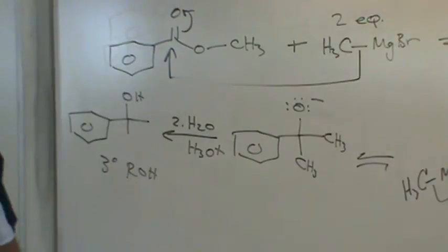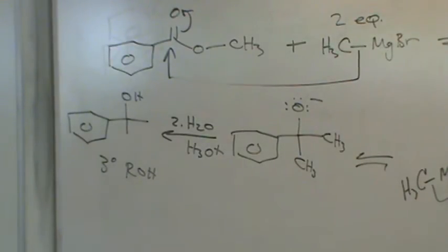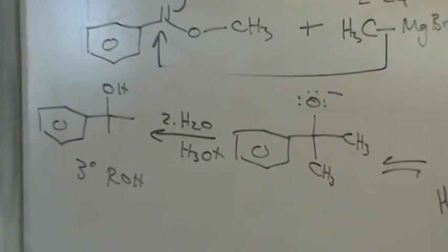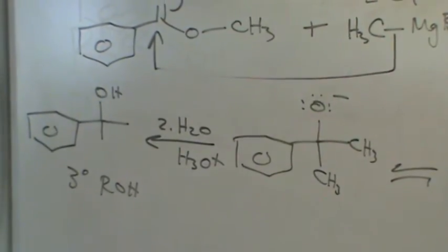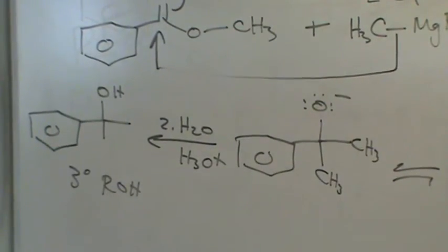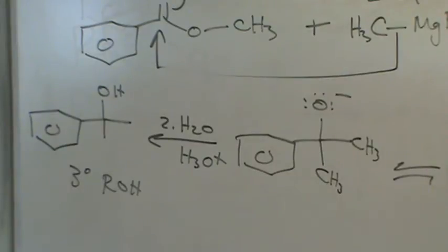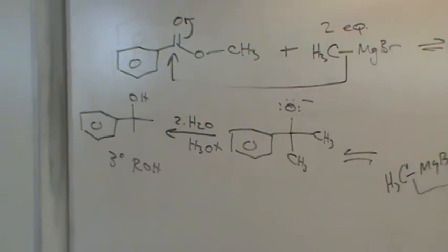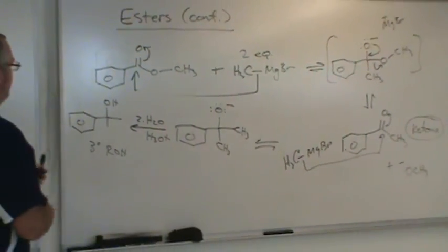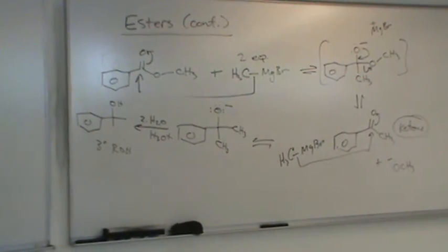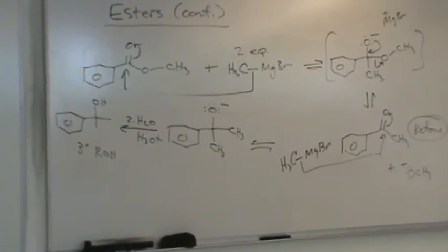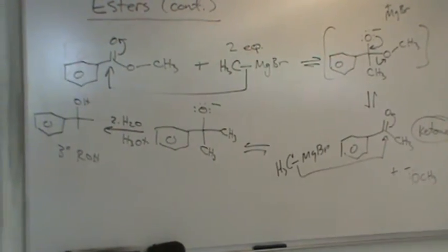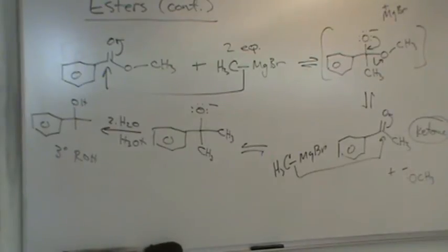And the final product is a tertiary alcohol. So this reaction, I hope, looks eerily familiar to you. It is exactly the same reaction we saw with acid chlorides. You should expect, and you'd be correct, that this is going to be a slower reaction than it is with acid chlorides because the ester doesn't have nearly as strong a leaving group, but you can still get it to go. And you can get it to go all the way to the tertiary alcohol, just like the acid chloride did. Organometallics adding to esters will give tertiary alcohols.